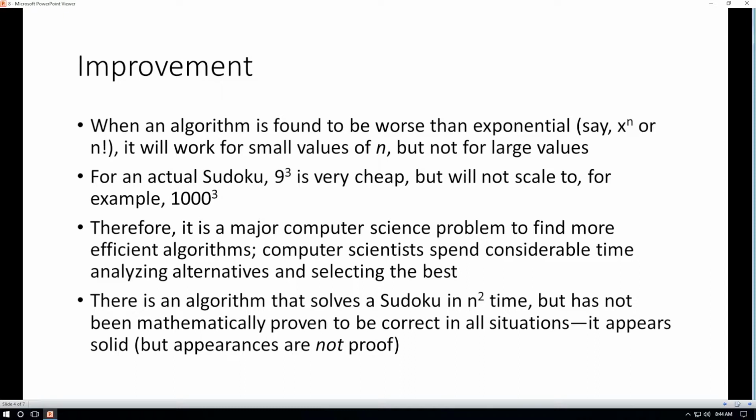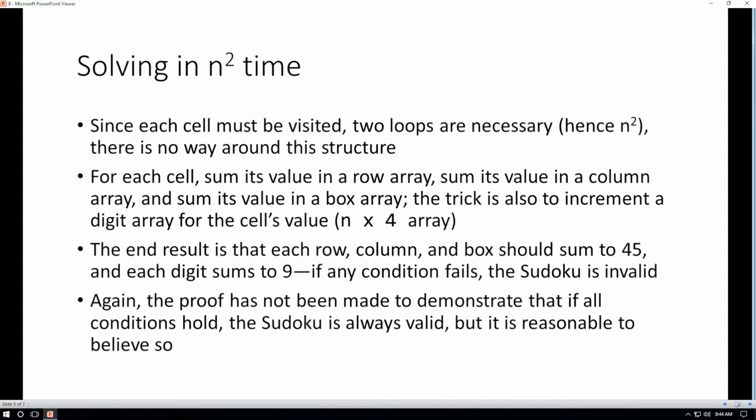I will present an algorithm that solves the Sudoku in n squared time, but with the caveat that it has not been mathematically proven to be correct in all situations. It appears so, but appearances are not proofs. Since each cell must be visited, two nested loops are essential. Therefore, we have to have the n squared time. There's no way around this. But once we visit a cell, we don't necessarily have to do a loop to do the comparisons.